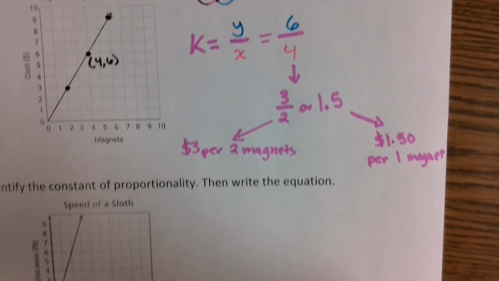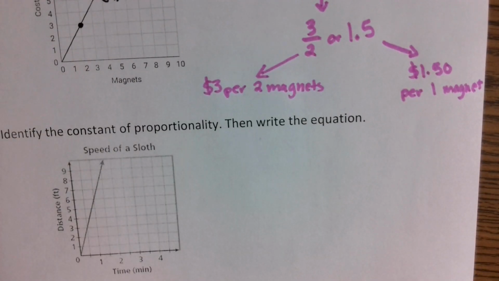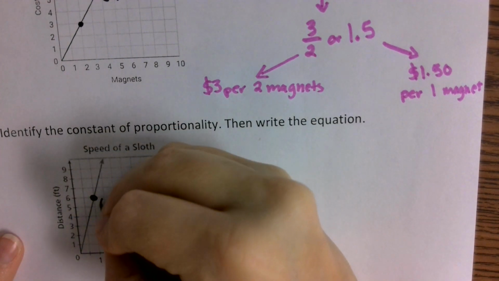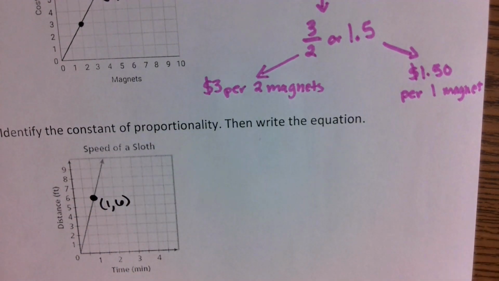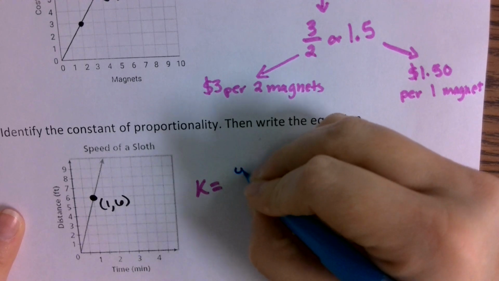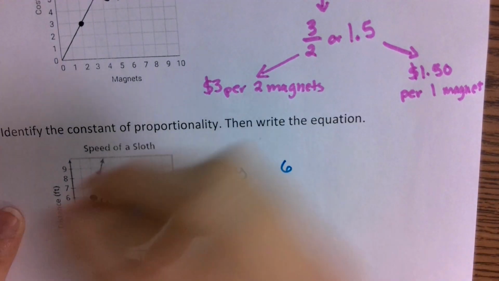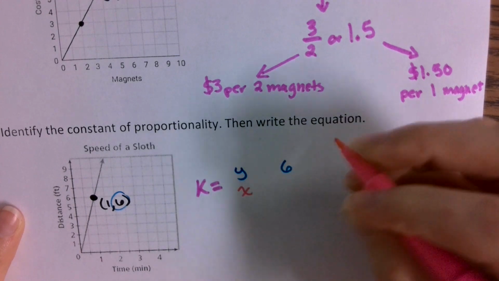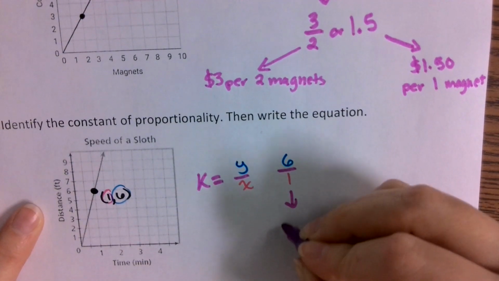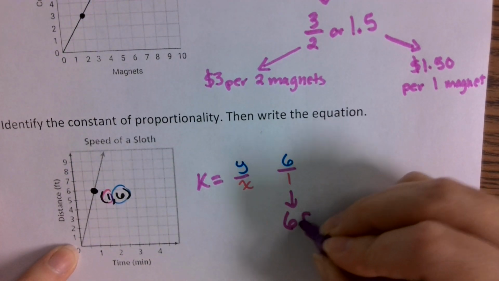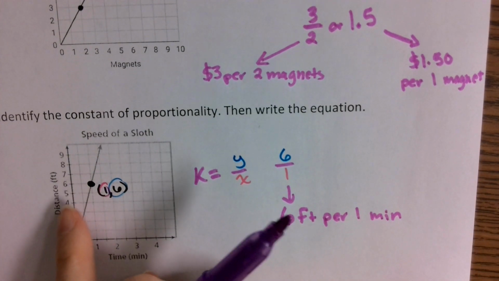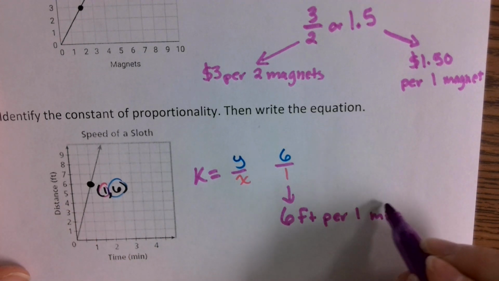Okay, if we take a look at problem number 7. For problem number 7, the point that I see nice and clearly on here is the point 1, 6. Again, my k factor is going to relate back to my y value, which was a 6, over my x value, which was a 1. So that means it's going to be 6 feet per 1 minute. I'm relating it back to the graph. It's feet for distance, minutes is 1 for time.